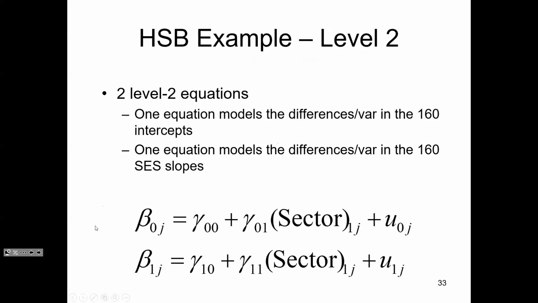What's the effect of sector on those SES slopes, which is really saying what's the effect of sector on the effect of SES on math achievement. And again, if sector helps to explain some of the variation in those SES slopes, then that U sub 1j should decrease, right? And we can get an idea of how much variation, what proportion of variability in the intercepts and slopes are explained by the sector variable. And we're going to use the proportion of variance explained at level 2.